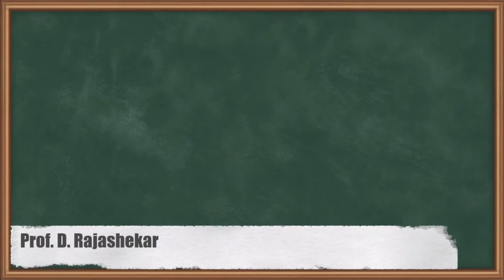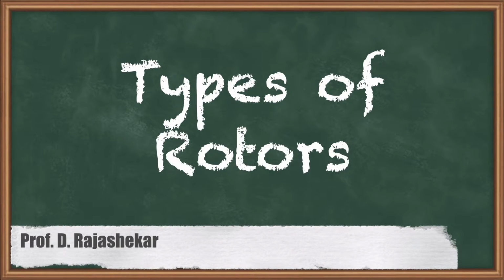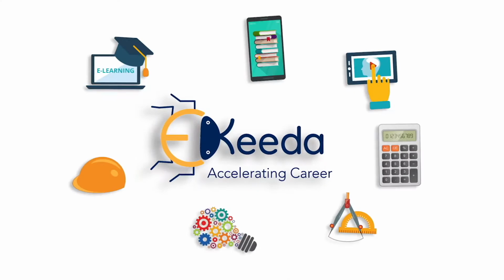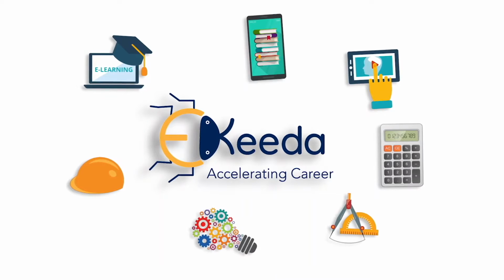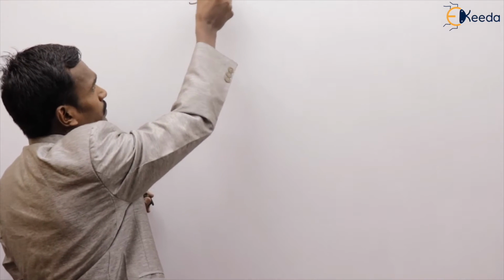Hi friends, in this video we are going to discuss types of rotors. In induction machine we have two types of rotors. The first one is the slip ring induction rotor. Let's discuss the slip ring induction rotor.